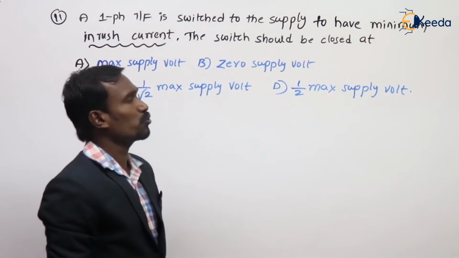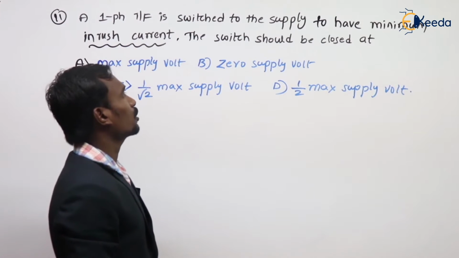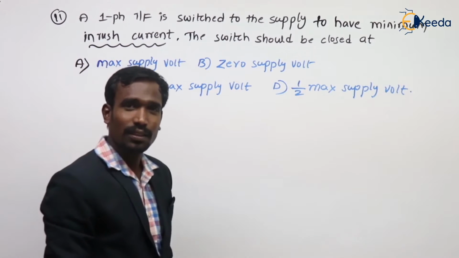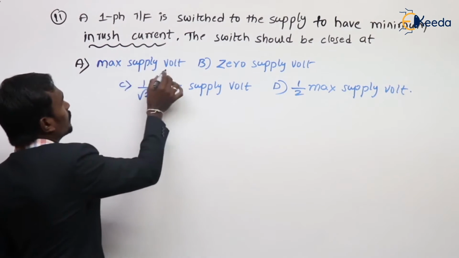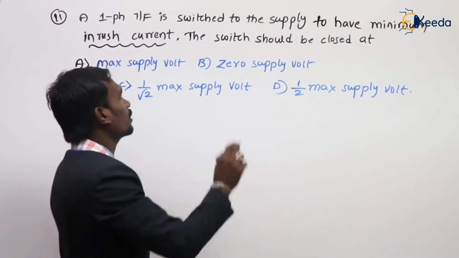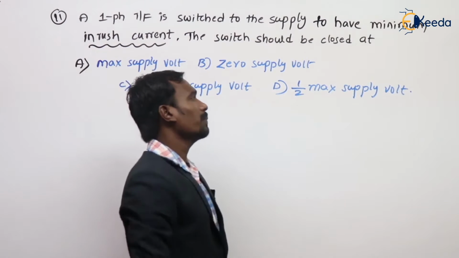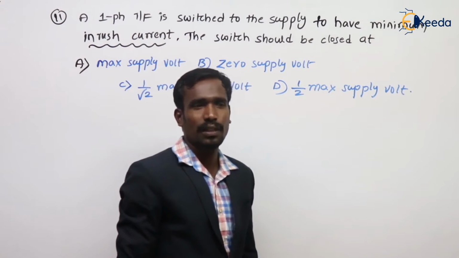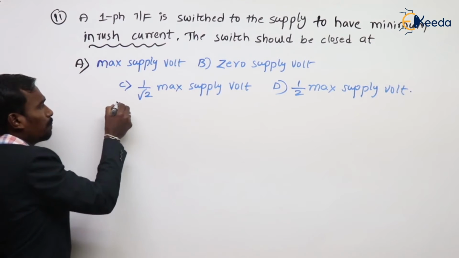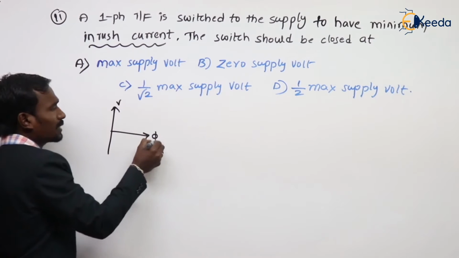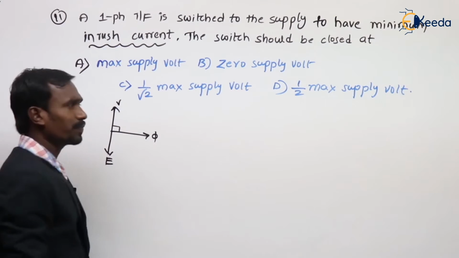The switch should be closed at: the options are maximum supply voltage, zero supply voltage, 1 by root 2 times maximum supply voltage, or 1 by 2 times maximum supply voltage. Let's see here. Generally, we know that the supply voltage and flux are displaced from each other by 90 degrees.